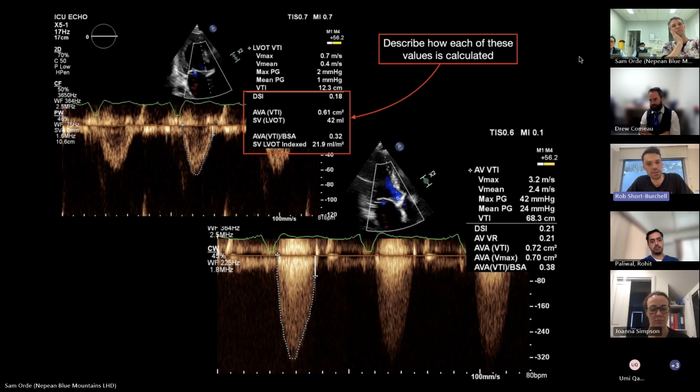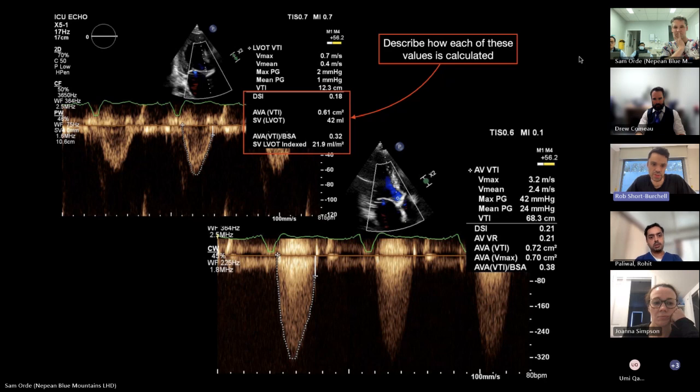The aortic valve area we can calculate using the continuity equation. So we know the stroke volume through the LVOT. That has to be the same stroke volume that goes through the aortic valve, and we can therefore use arithmetic to figure out what the narrowest area is, which will be at the aortic valve. So that's by the continuity equation.